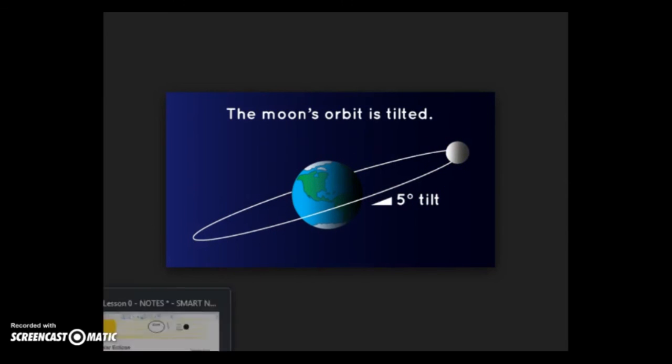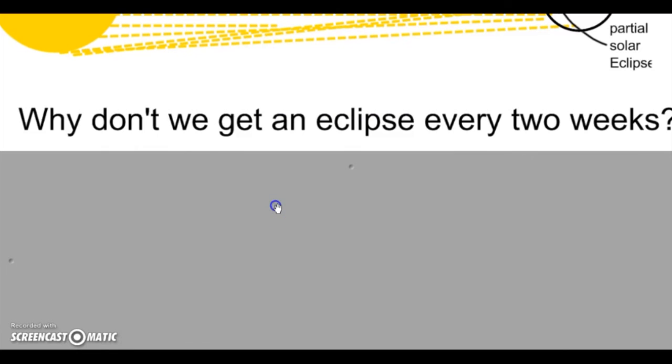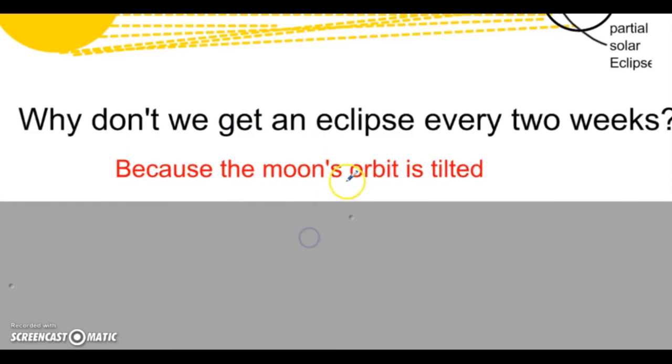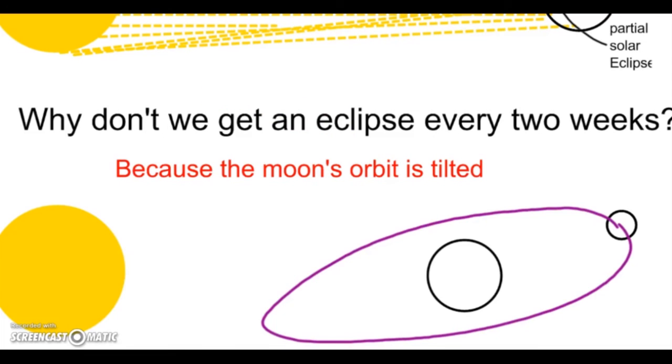So in our notes, what we have is, why don't we get an eclipse every 2 weeks? It's because the moon's orbit is tilted. If it weren't tilted, we would have an eclipse every 2 weeks. Here's the drawing I have. So you get the moon, and it'll drop down below sometimes. 6 months later, the moon will be above. But I can demonstrate that for you in class if you have questions. So ask questions if you have them. Otherwise, this is it for the notes.